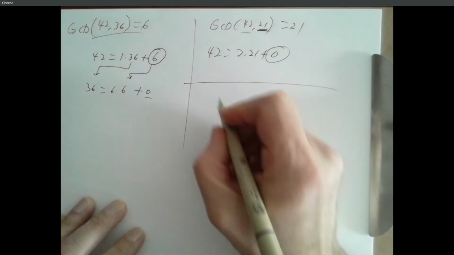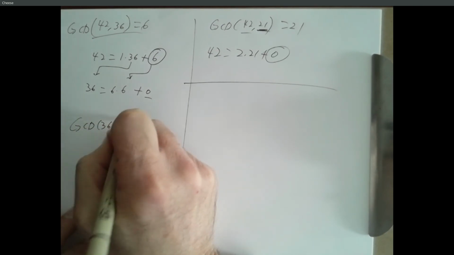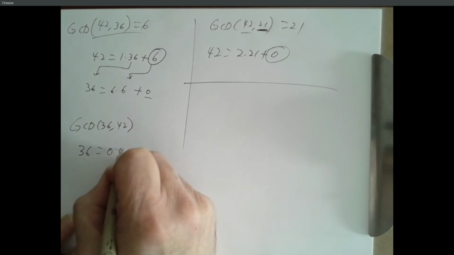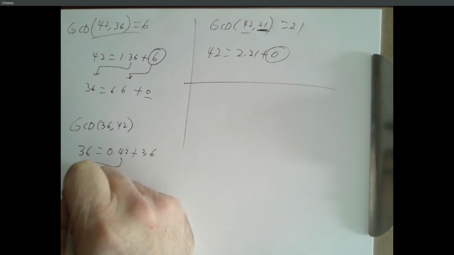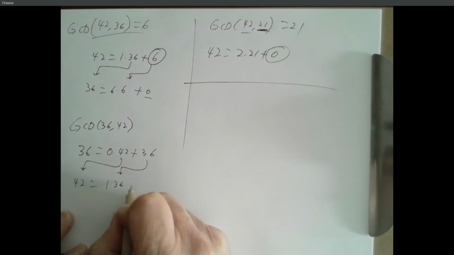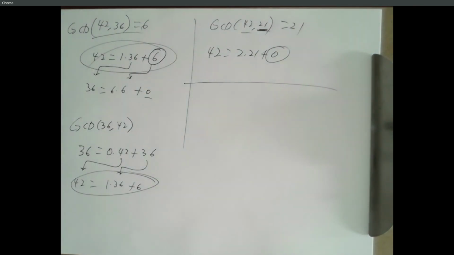And by the way, if you happen to do this in the wrong order, like 36, 42, well, 36 equals 0 times 42 plus 36. And now 42 equals 1 times 36 plus 6, and you're right back where you were before. So no harm done. That's useful when you're coding this.